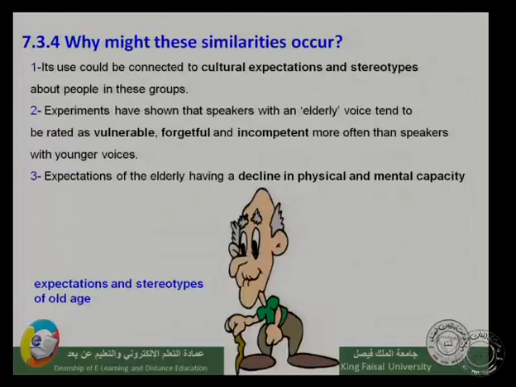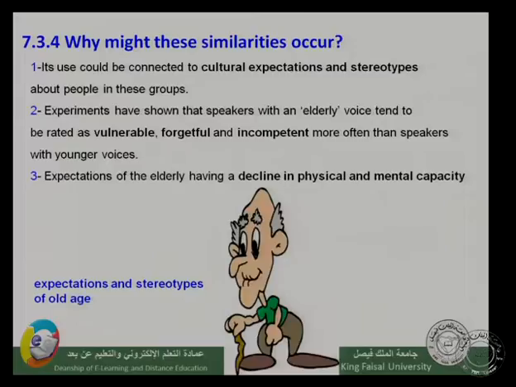Why might these similarities occur? Now, we have found that there is similarity between the language directed to the child and the language directed to the old man, or to the person who is over 65. Why is there this number of similarities? Number one, this language use could be connected to cultural expectations and stereotypes about people in these groups.